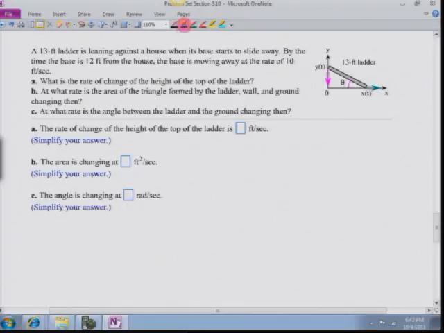Okay. All right. So we already have a picture, but I'm going to draw a little bit bigger picture. This is going to be your theta. Here's our 13-foot ladder, and I'm going to call this x and this y. All right, what do we know? What do we know this value is? Because we're talking about a certain point when x is 12.